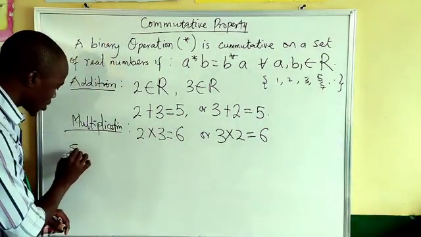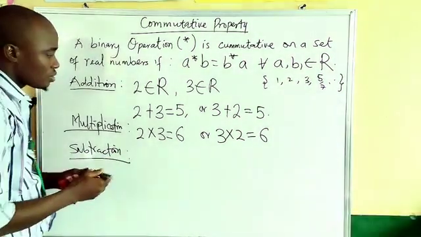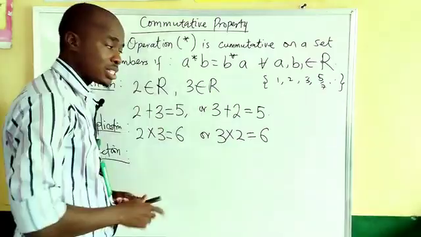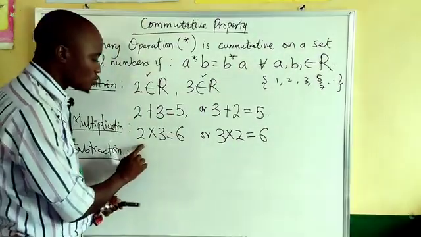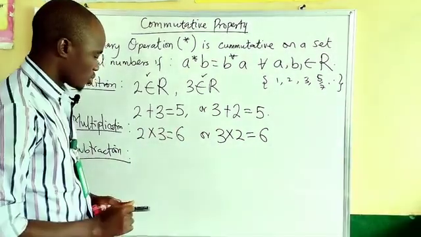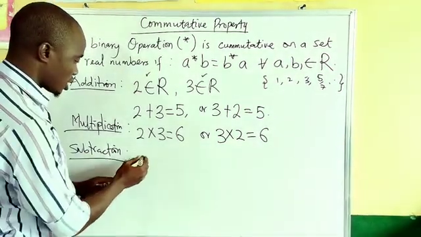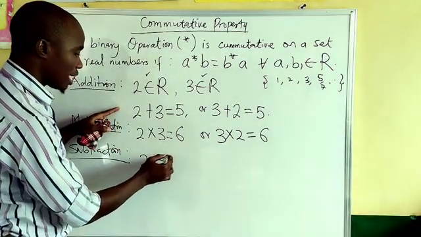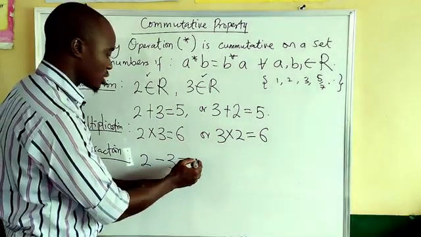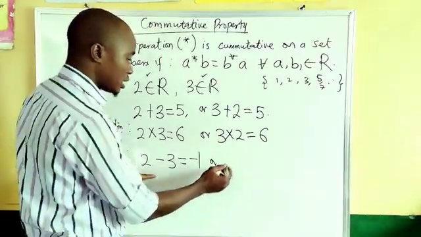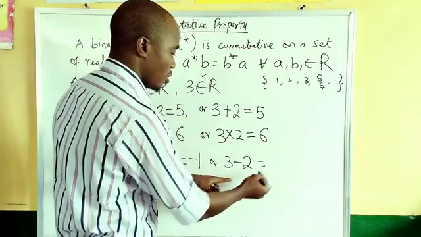Now let's look at subtraction. Is subtraction commutative? We are still going to be using these numbers. Now with subtraction, let's say we have 2 minus 3. 2 minus 3 is going to give us minus 1, or let's say 3 minus 2. So 3 minus 2 is going to give us 1.